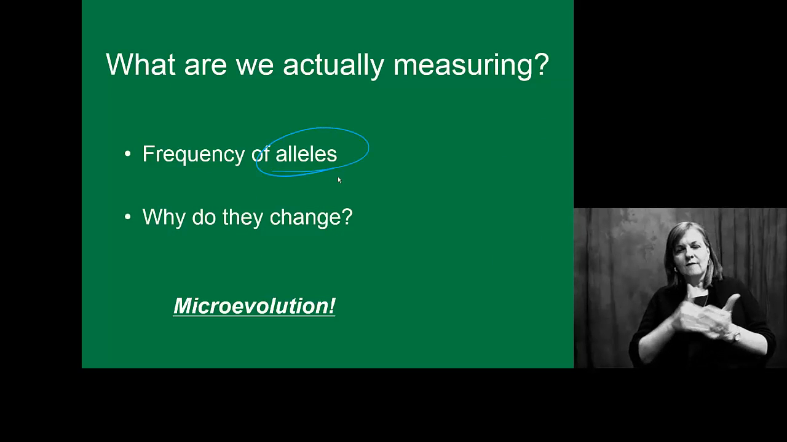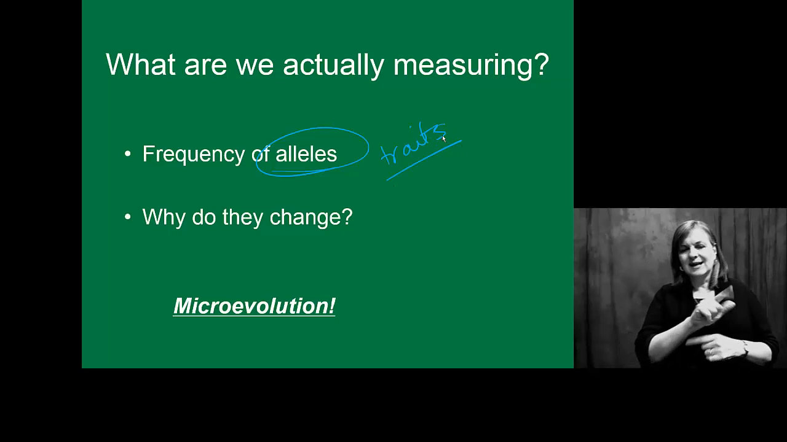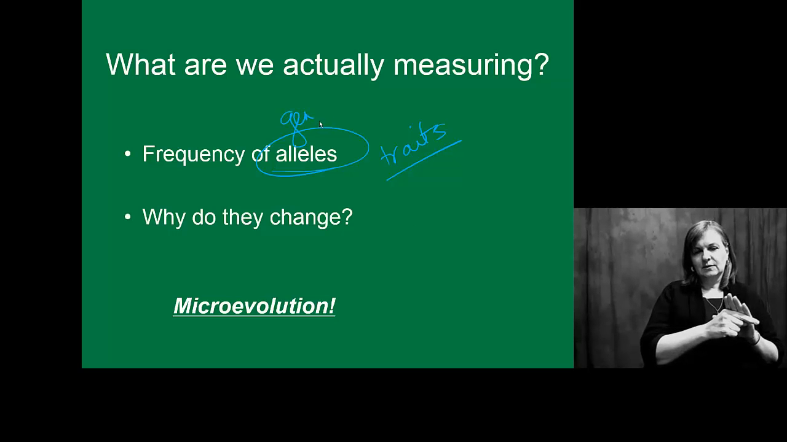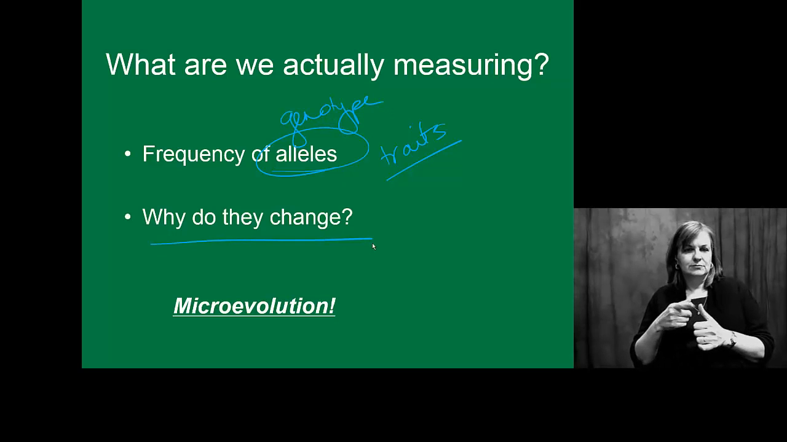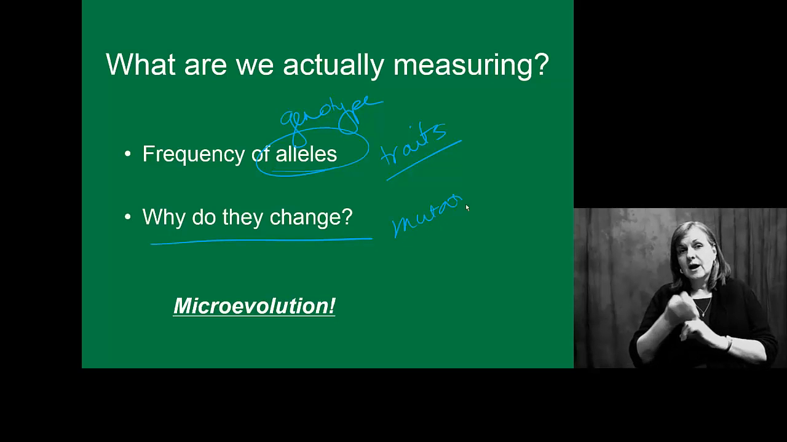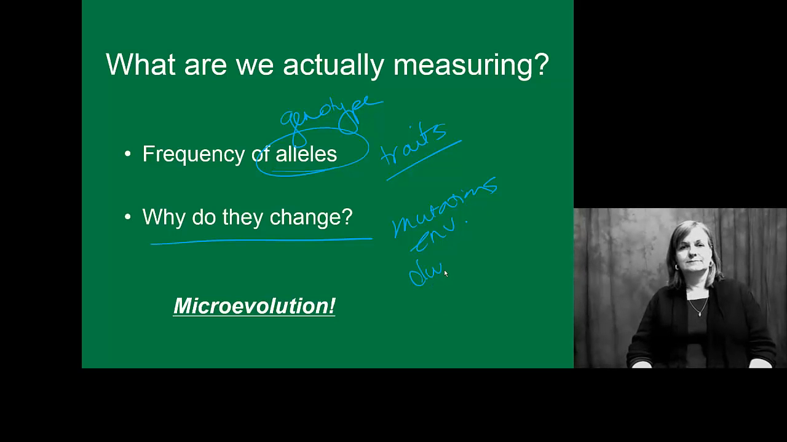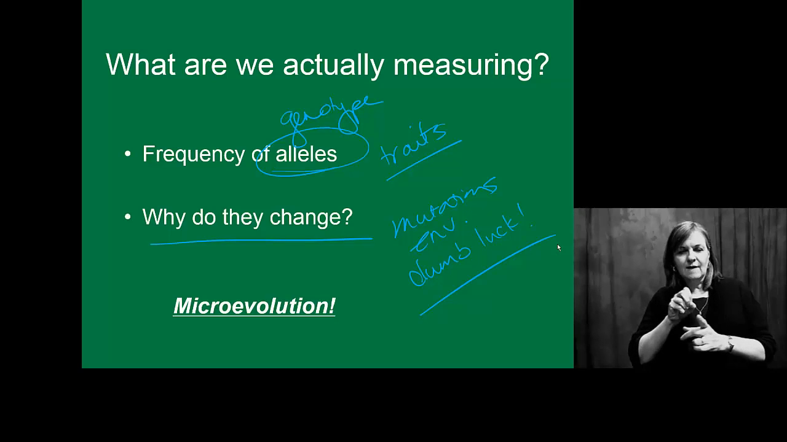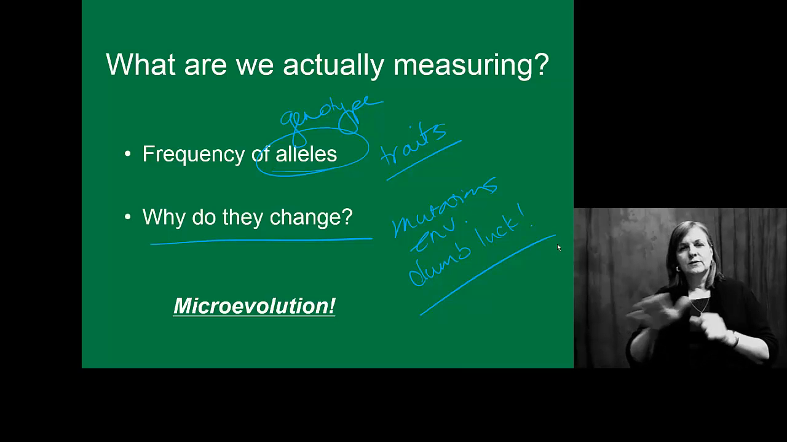So what we have to think about in microevolution is we're going to look at frequency of alleles. We're going to look at frequency of traits, if you want to look at it from a phenotype standpoint. Alleles look at it from the genotype, right? And we're going to look at why they change. Mutations, environment, dumb luck. We're going to look at how all of these things change alleles in a population and how that influences the population.